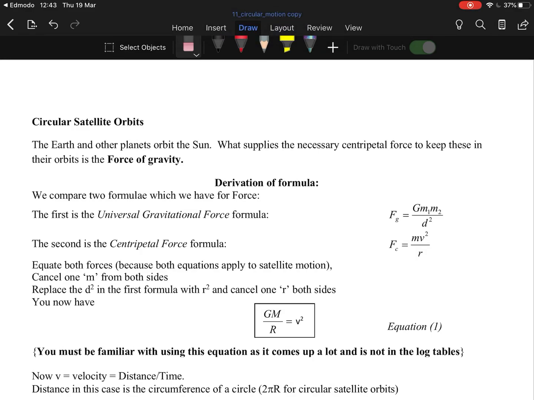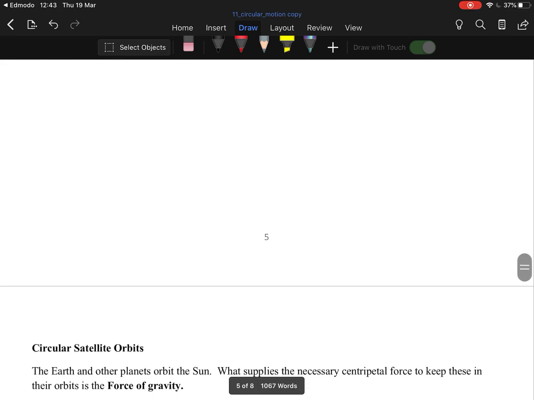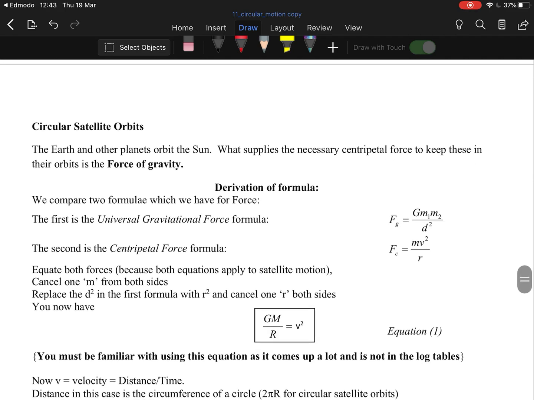Alright, so what's going to happen is I'm going to try and finish off the topic of circular motion. So in class we got down past these questions here. Now to try and save time, I'm just going to give brief explanations as to how things work.